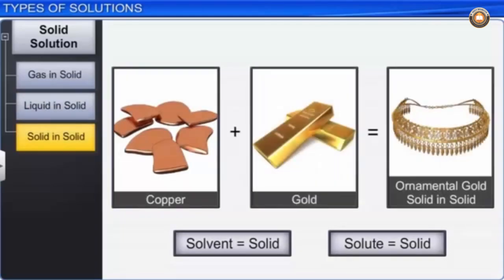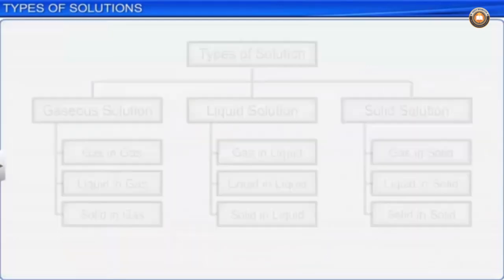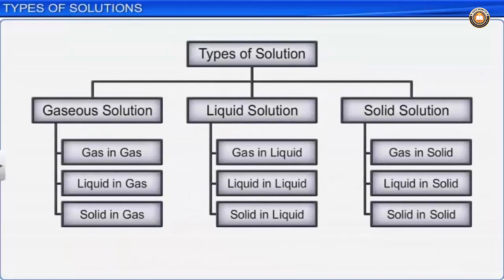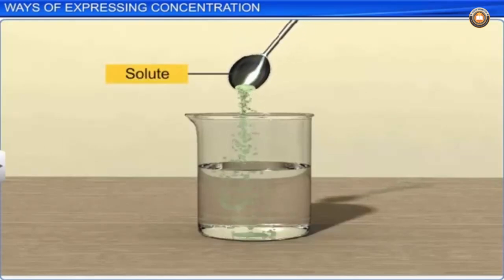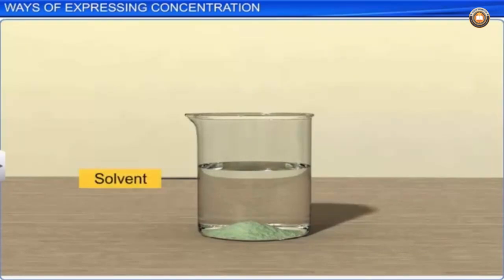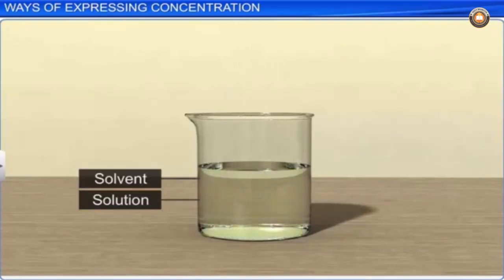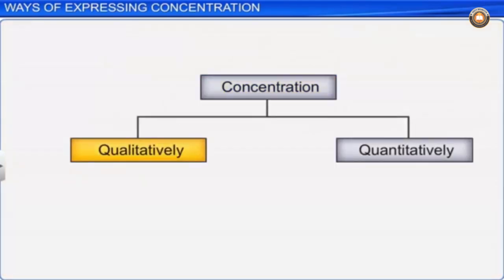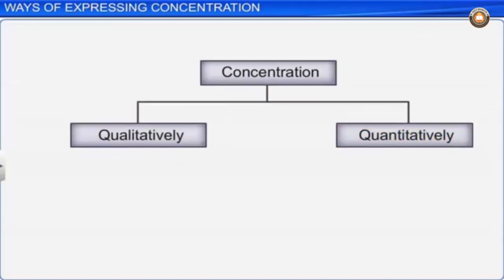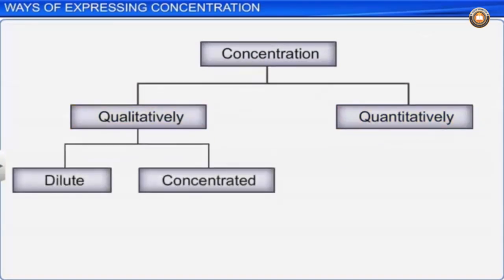Out of the various types of solutions we just discussed, the most significant are those that are in the liquid phase. We will therefore confine our study to binary liquid solutions. The concentration of a solution is defined as the amount of solute present in a known amount of solvent or solution. Concentration can be expressed qualitatively as well as quantitatively. Qualitatively, we describe a solution as either dilute or concentrated.